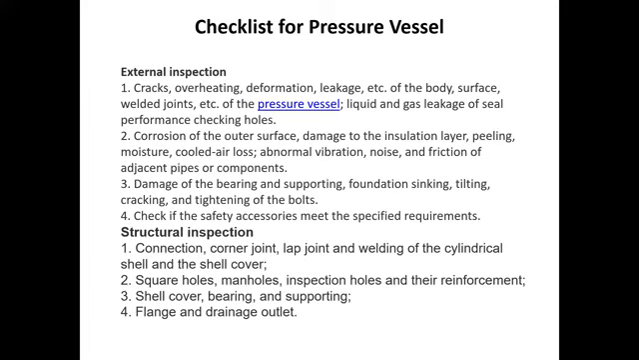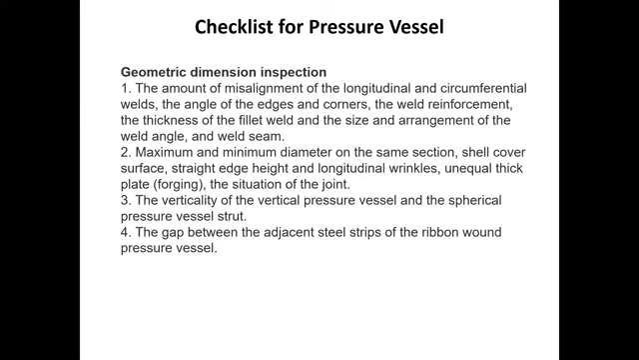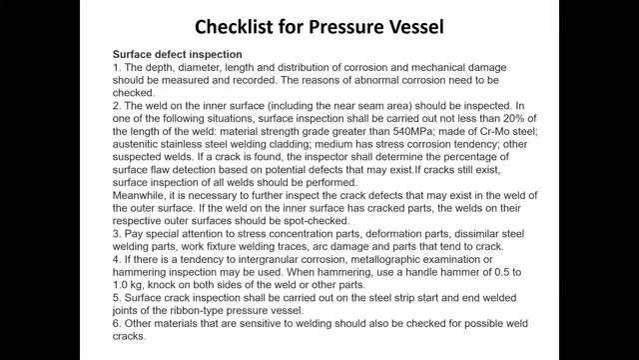Then there may be structural inspections. So we have to check the connections, corner joints, lap joints, welding of the cylindrical shell and shell cover, etc. So we have to inspect these structure points. That is structural inspection. Then there may be geometric dimension inspections. So we have to check the diameter, thickness or some other dimensions. That is called geometric dimension inspections.